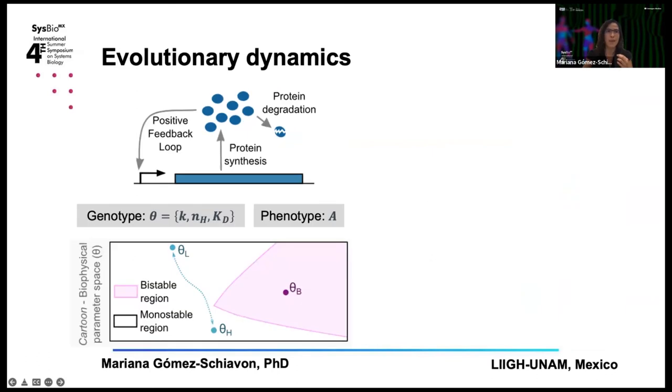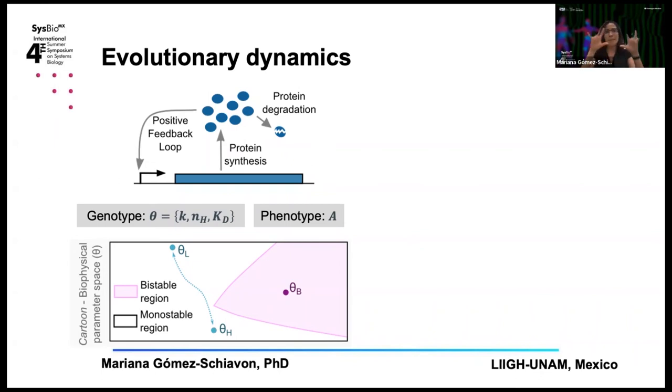bimodal distribution. Now, in the evolutionary context, the biochemical parameters represent our genotype. And the number of proteins of our protein of interest represents the phenotype of interest. Now, I just wanted to highlight here that this is not a stretch. Defining the biochemical parameters as the genotype makes sense because they are effectively shaped by the genetic background, and mutations in the genetic background will move around or tune these parameter values.